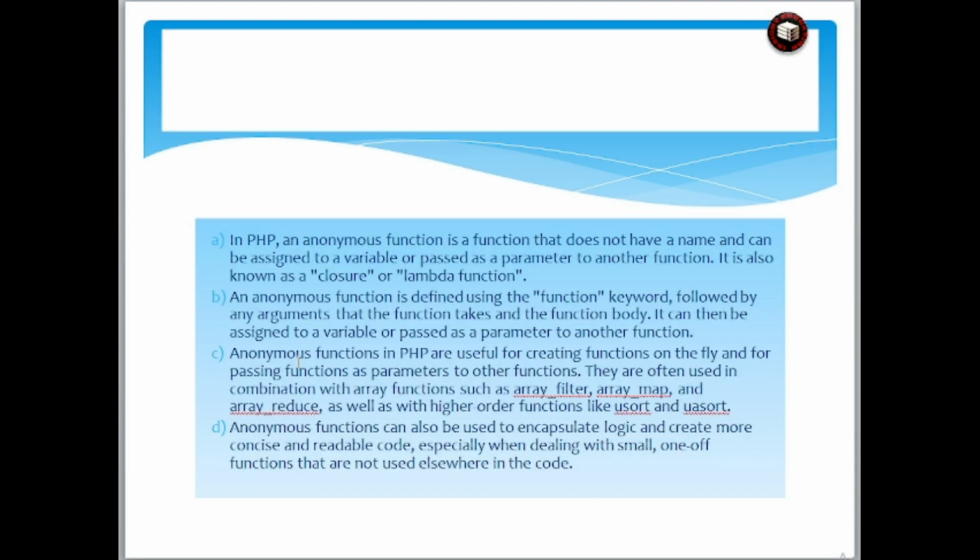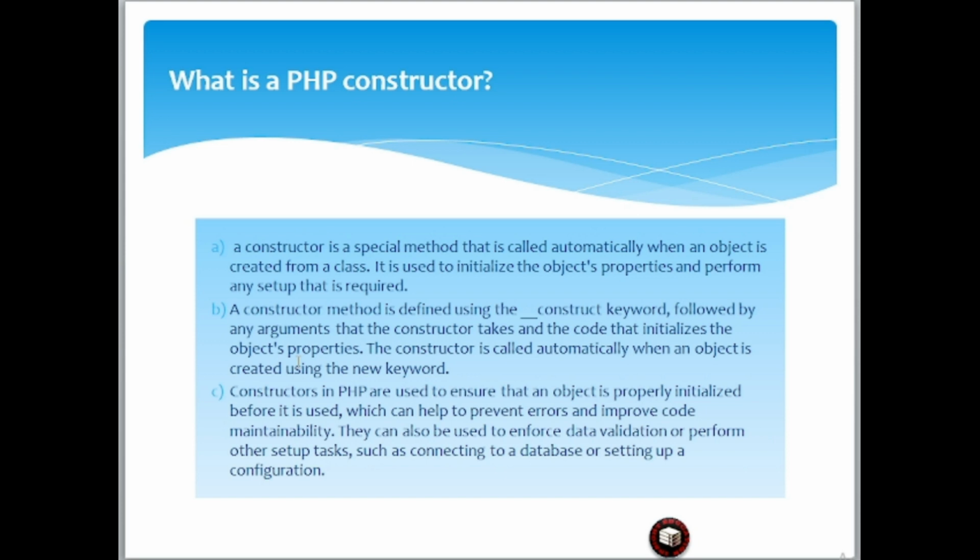Next, what is PHP constructor? Constructor is a special method that is called automatically when an object is created from a class. It is used to initialize the object properties and perform any setup that is required. A constructor method is defined using the construct keyword followed by any arguments that the constructor takes and the code that initializes the object properties. Constructor is called automatically when an object is created using the new keyword.